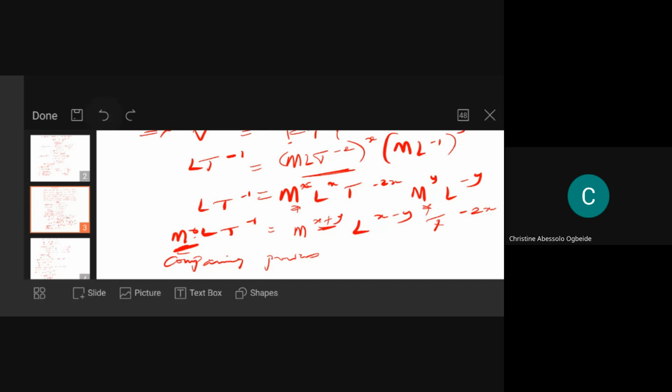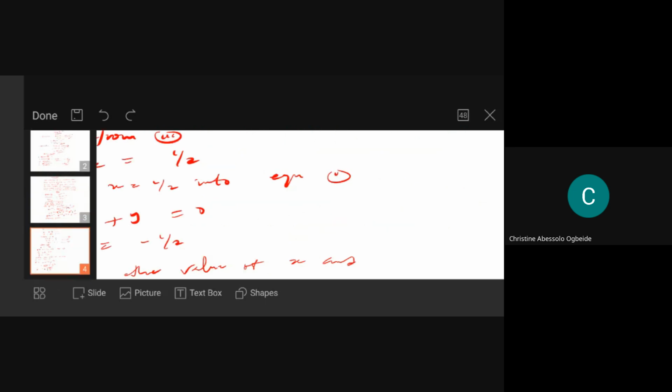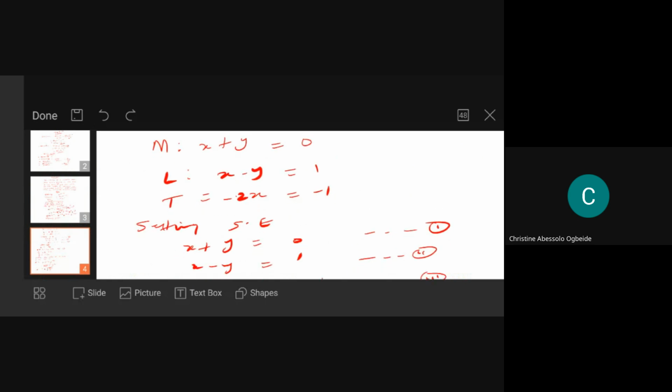When I'm comparing L, on the right it is simply x minus y, and L on the left is positive 1. So I can write that x minus y equals 1. That is the second equation. And then the third one, T has power minus 2x there, and T has power minus 1 there. I can equally compare that minus 2x equals minus 1. That is how I got these equations right here. So when I compare the M, I have that x plus y equals 0. When I compare L, I have that x minus y equals 1. When I compare T, I have that minus 2x equals minus 1.